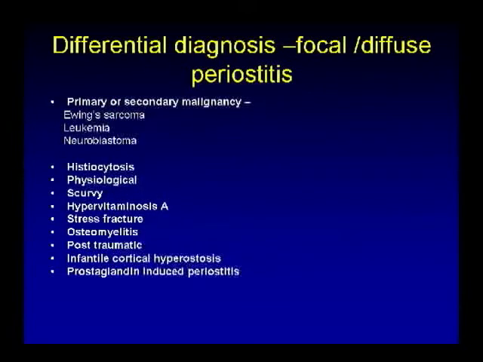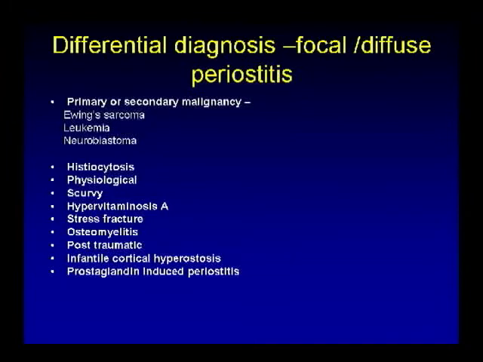A quick look at the differential diagnosis for periostitis. Usually with focal periostitis, you should think about aggressive neoplastic etiologies like Ewing sarcoma, leukemia, or neuroblastoma, and infiltrative disorders like histiocytosis. With diffuse periostitis, you should think about physiological periostitis, which can be normal up to 5 months of age. Scurvy and hypervitaminosis A can cause diffuse periostitis.